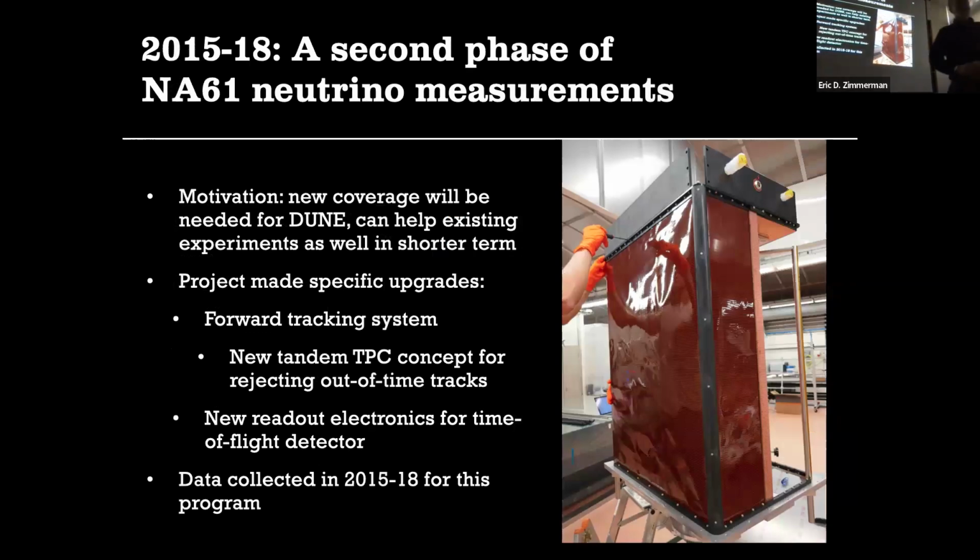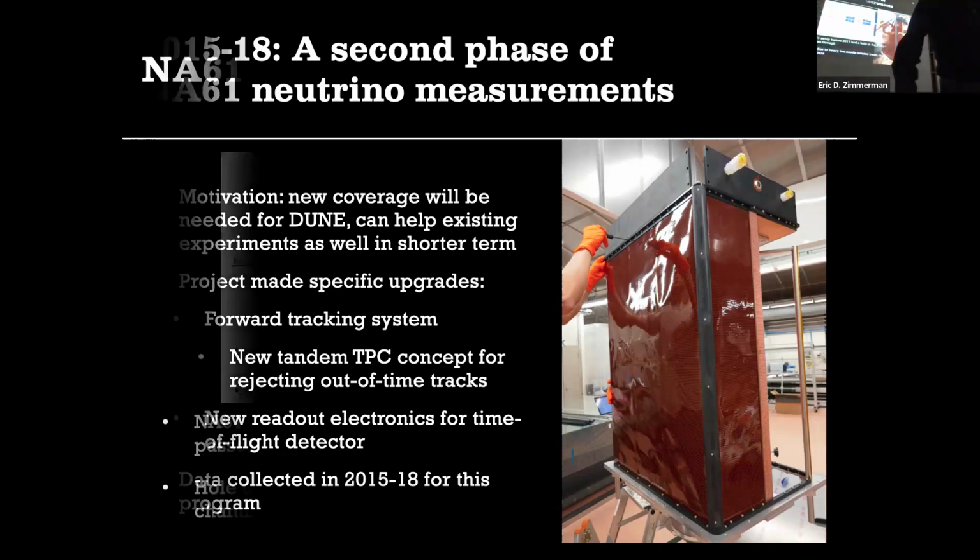Okay, so that was the initial T2K phase. So in run 2, we did a second phase of NA61 neutrino measurements, mostly motivated by the NuMI and DUNE beamlines at Fermilab. But this made specific upgrades: a forward tracking system. This is the field cage of one of the chambers being put together. A new tandem TPC concept that was used for rejecting out-of-time tracks. I'll talk about that a little later. New readout electronics were added for the time of flight detector. And the data set, as I said, was collected in the second half of the last decade.